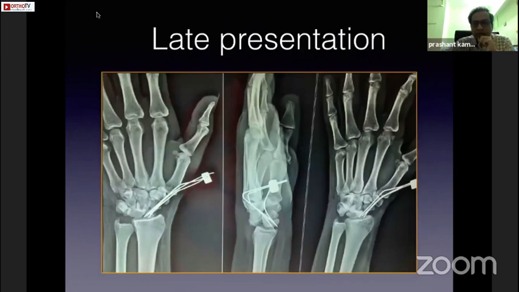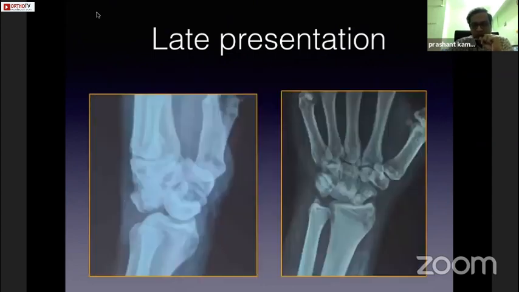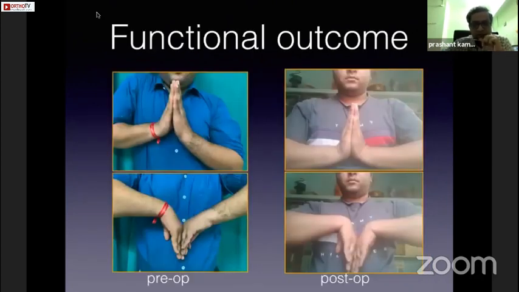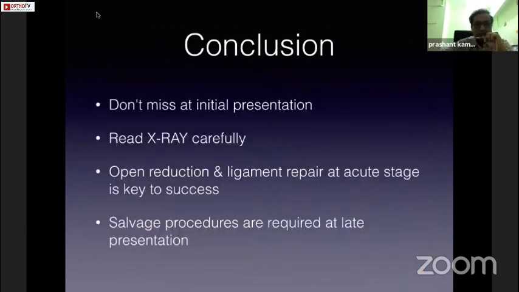this was the late result. Some patients, as I showed in the initial slide, the treating surgeon missed that there is a perilunate component as well, a trans-scaphoid perilunate dislocation. So only the scaphoid was fixed and the patient presented late. So this wrist has become stable, stiff, and painful, which needed some salvage treatment. So here a proximal row corpectomy, where the scaphoid, lunate, and triquetrum are removed, was done, and this was his result at the end of 3 months.